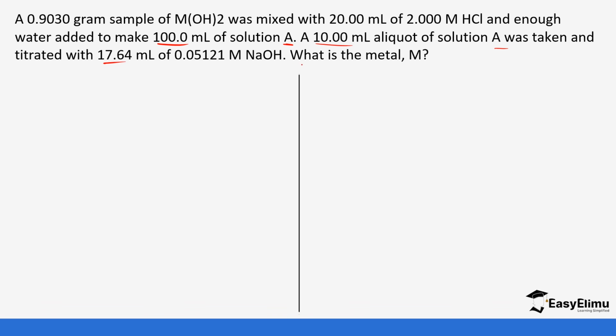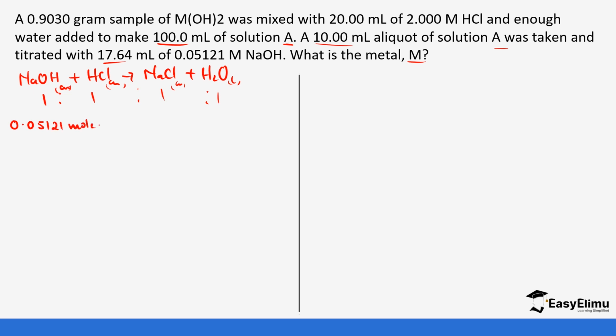So first you look at the reaction between sodium hydroxide and HCl. It forms sodium chloride plus water. So the mole ratio is going to be 1:1:1:1. So let's look at the moles of the sodium hydroxide in the solution. 0.05121 moles are in 1000, but the volume used in the reaction was 17.64 centimeters cubed.